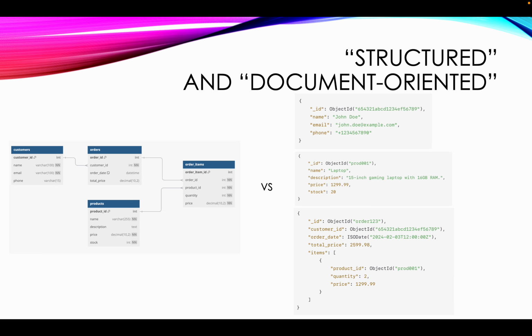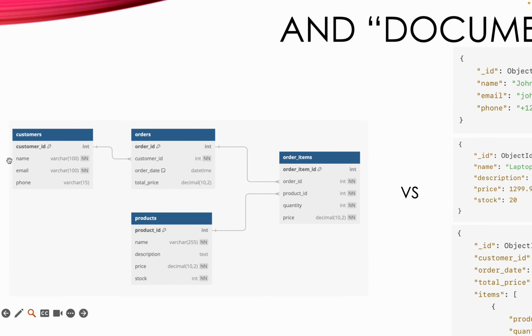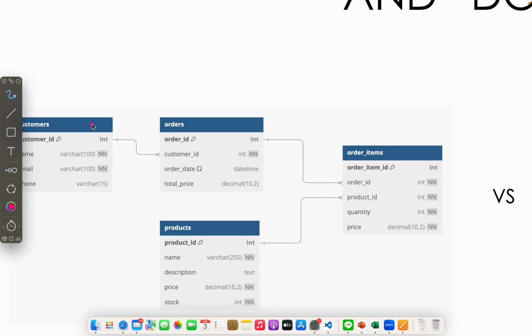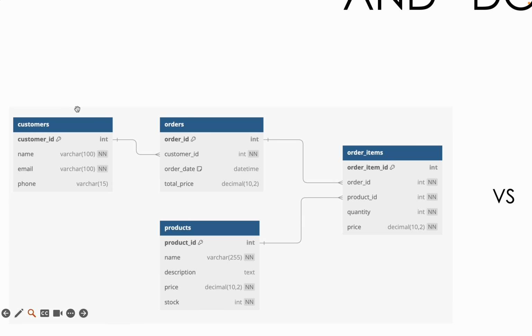This is another example. I hope that you can see. This is like the tables generated from an online shopping application. So you must have a customer here. This is the table of the customer.